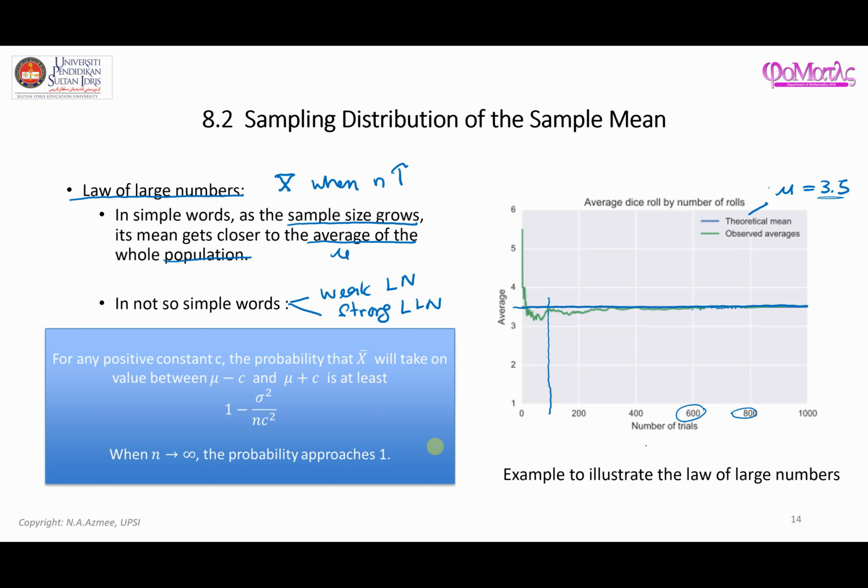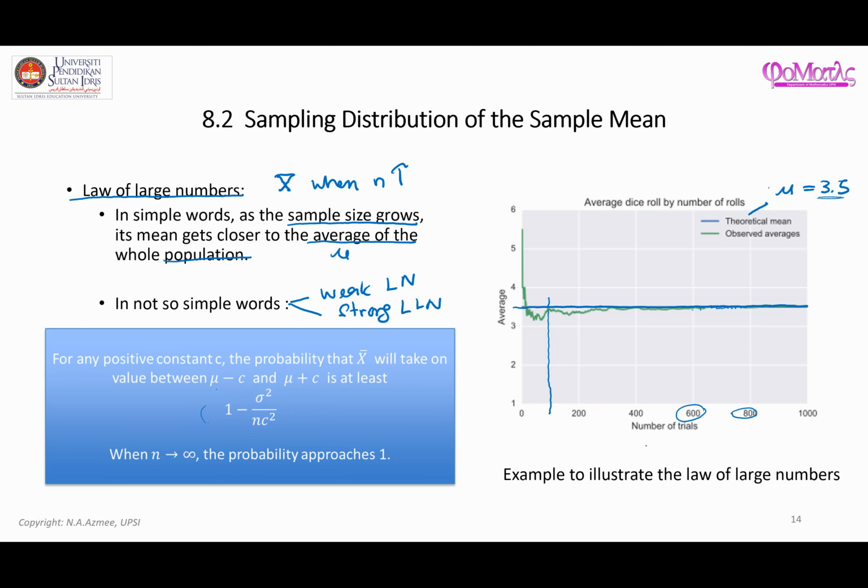And this is one of the quite well-known ideas on the law of large numbers. This is related to Chebyshev's inequality, where for any positive constant c, the probability that x bar will take on a value between mu minus c and mu plus c is at least this result. And when n approaches infinity, the probability approaches 1.